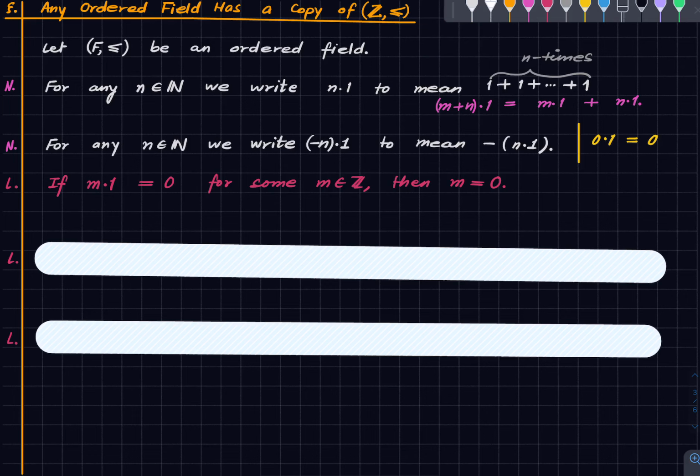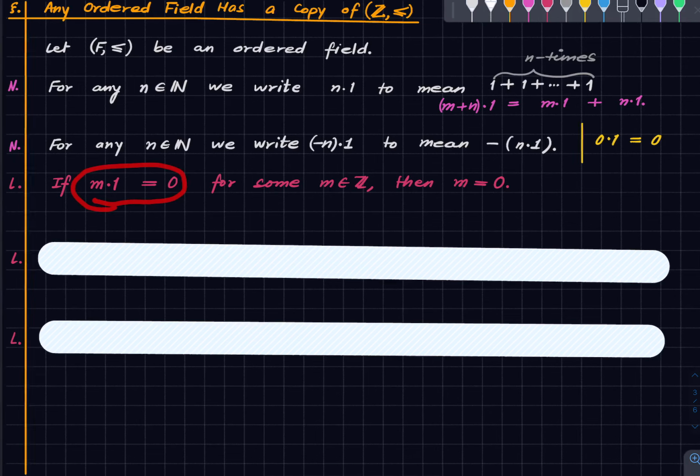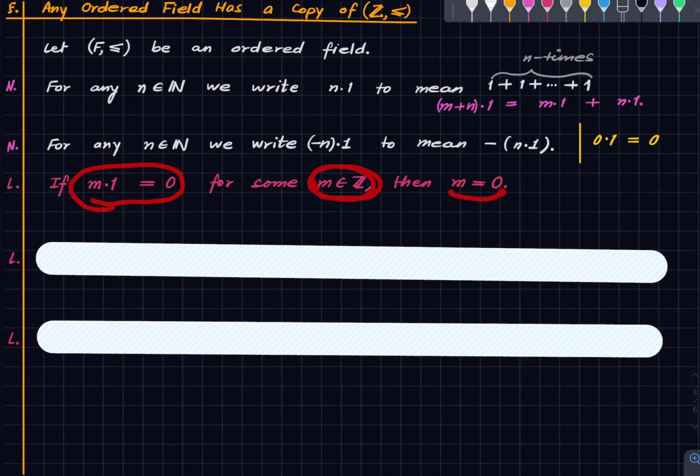Let us note that if m dot 1 is 0 for some integer m, then m is necessarily 0. So here again we are assuming that the additive identity and the multiplicative identity are distinct, as we had mentioned in an earlier lecture. So that assumption is there. I don't know if I really need that assumption, but let me make it anyway. We do not care about fields where the additive and the multiplicative identity coincide. So we want to show that if m dot 1 is 0, then m is necessarily 0. And this is in an ordered field.